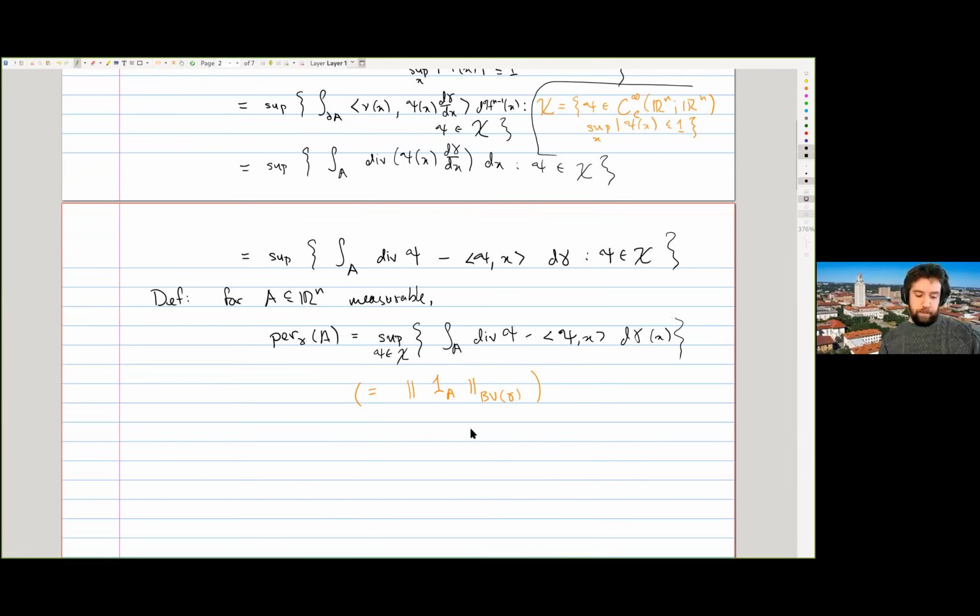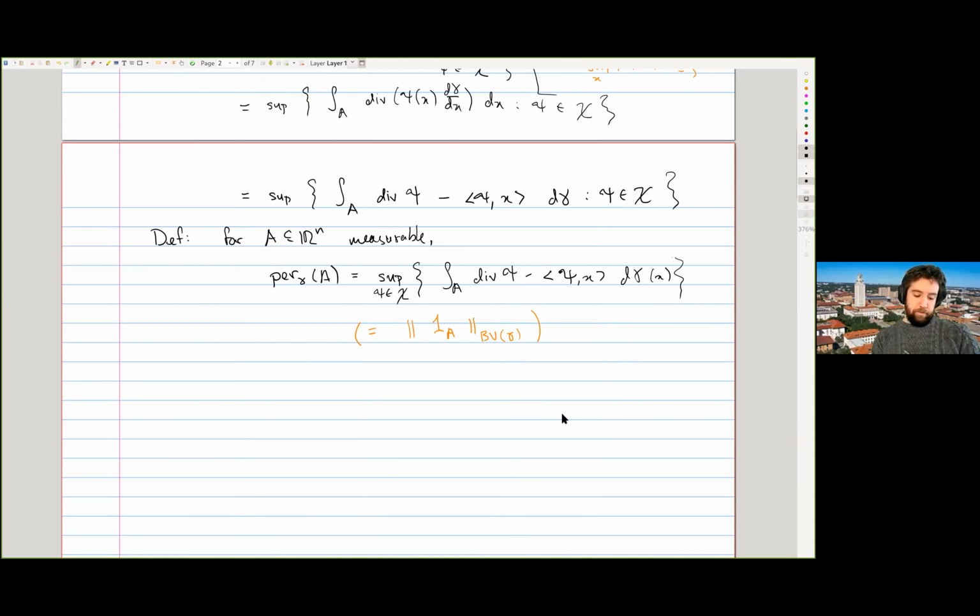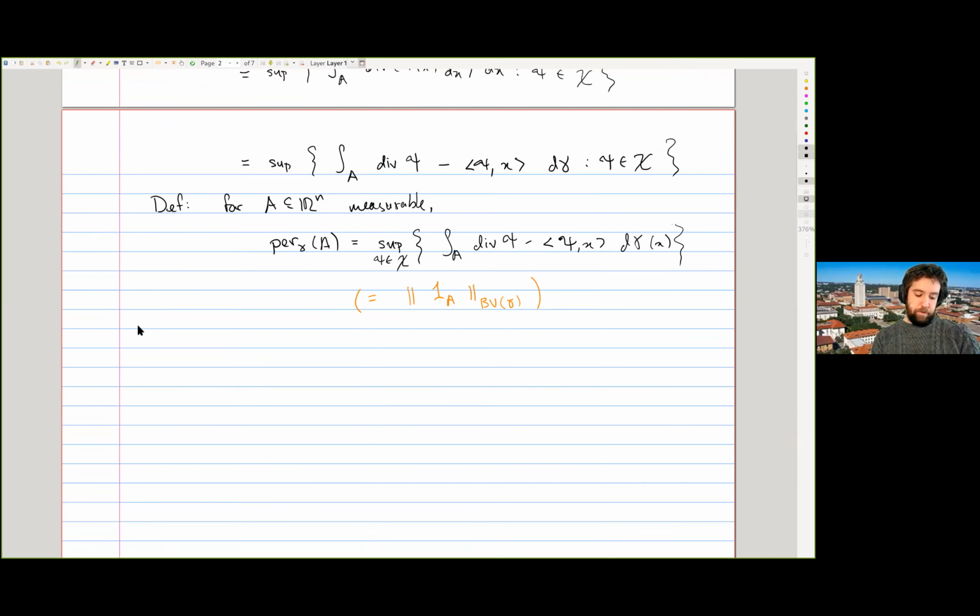Now, I promised you that this is the right definition, and I don't expect that to be clear why. So let me write down some nice properties. I'll leave them as exercises. Most of them are not so hard. This definition satisfies the following properties. The first one, which is very clear, is that if I have two sets which differ on a set of measure 0, then they have the same perimeter.